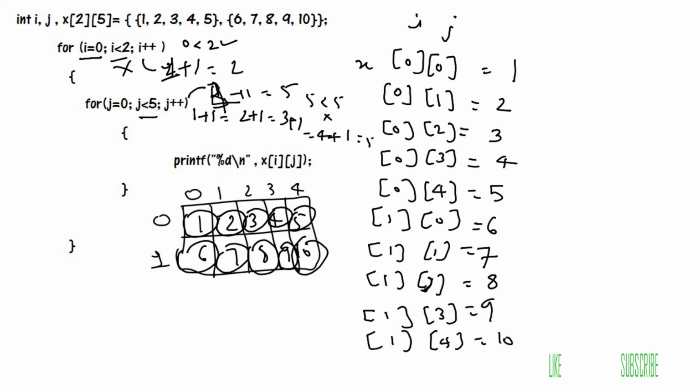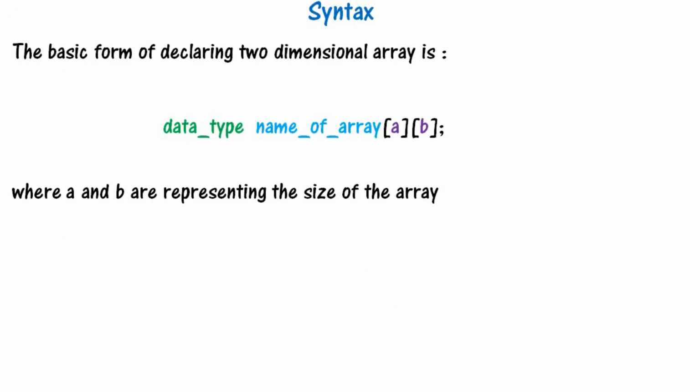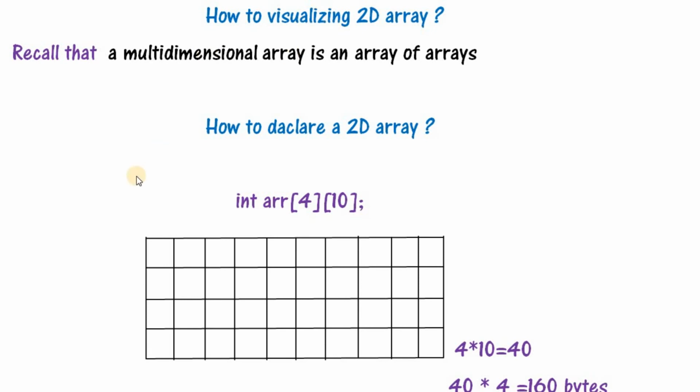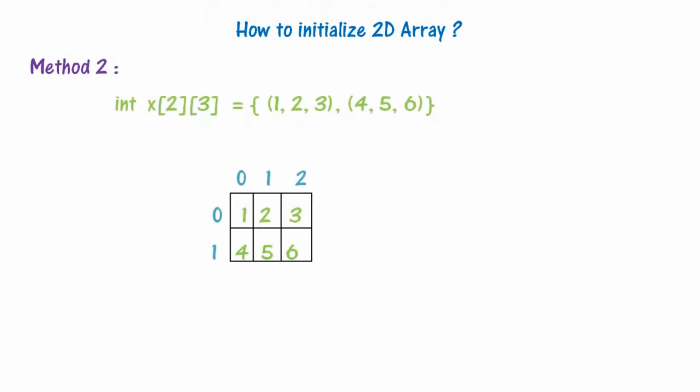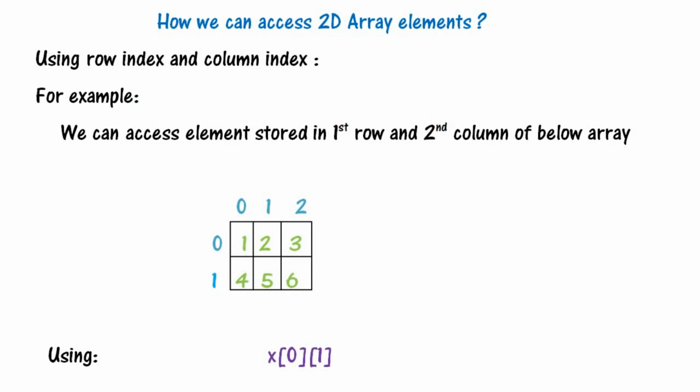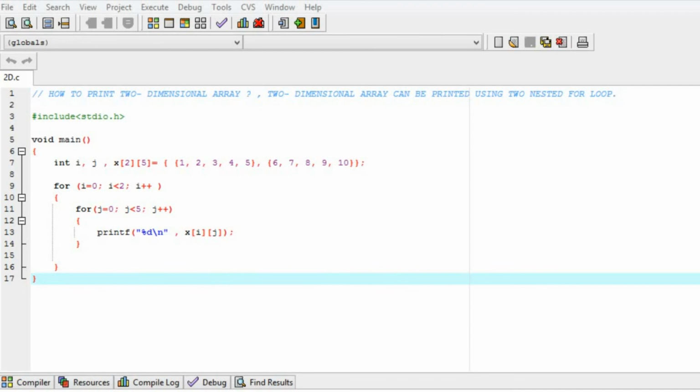So this is a two-dimensional array. So what we have learned so far: how to declare and define a two-dimensional array, how to visualize a two-dimensional array, how to initialize a two-dimensional array, how to access two-dimensional array elements, and finally how to print two-dimensional array elements. So these are two-dimensional arrays in detail.